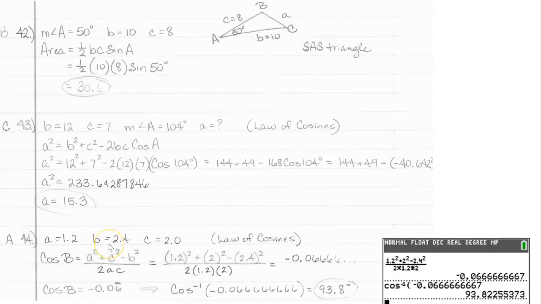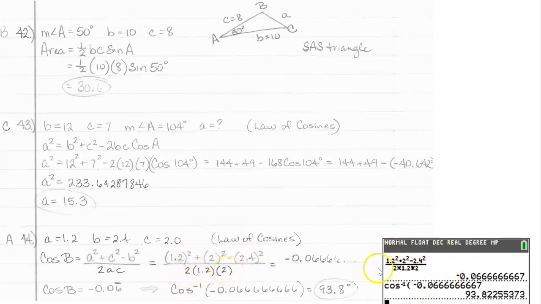So since B is the longest side, then we're looking for the measure of angle B. On your formula sheet, grab your law of cosines formula for finding angle B. So here it is right here. And let's plug in what we know. A was 1.2, C was 2, and B was 2.4. And then down here, 2 times A times C.